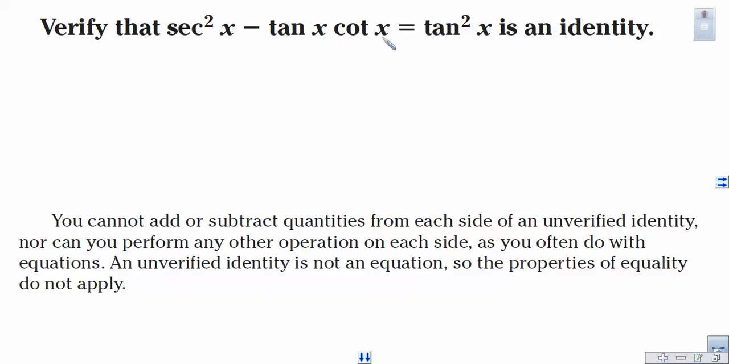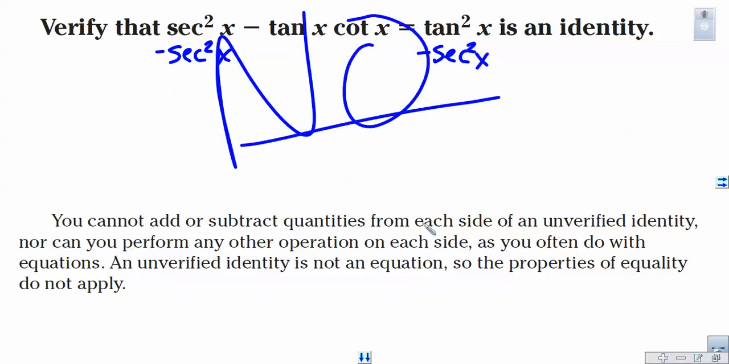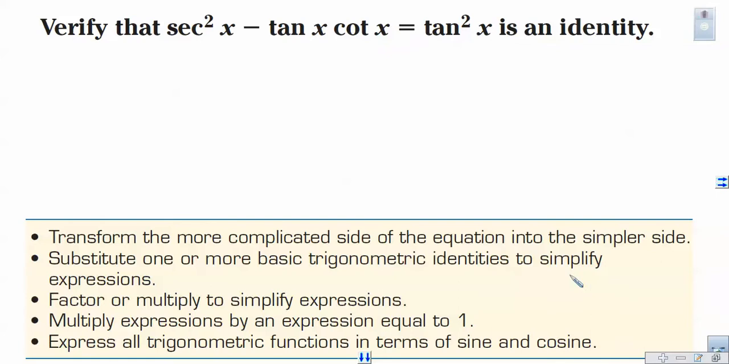For example, if I was trying to prove this is true and say, hey, it might be a little bit easier if I subtracted secant squared of x and put that on this side right here. No! You don't want to do that. Can't do it. So, here's a couple of tips.